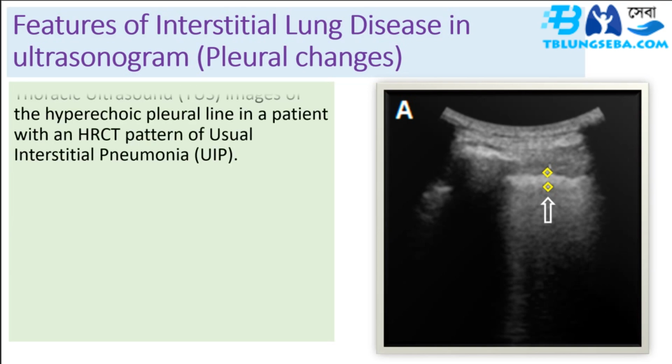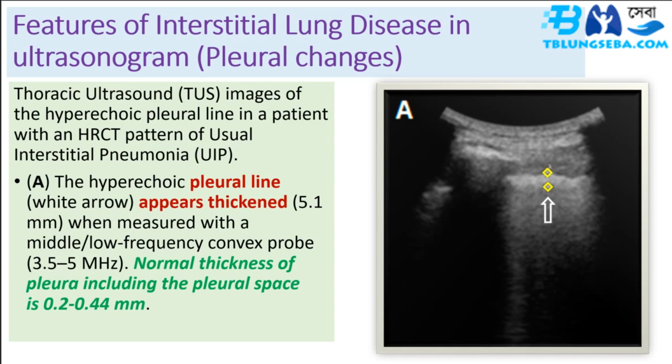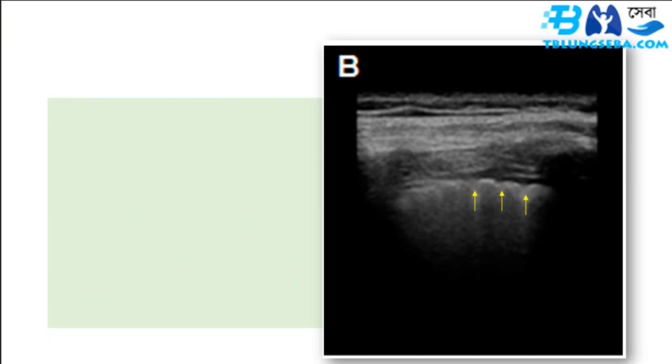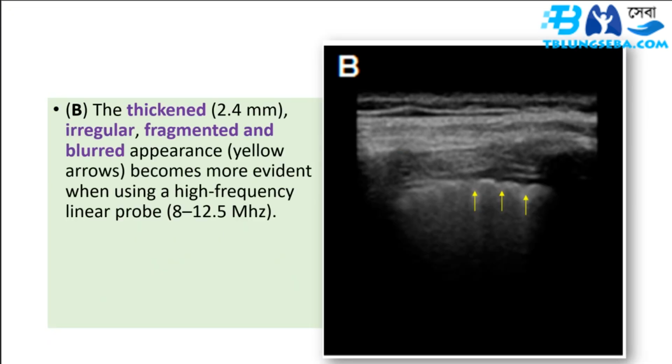Features of interstitial lung disease in ultrasonogram. Pleural changes. Thoracic ultrasound images of the hyperechoic pleural line in a patient with an HRCT pattern of usual interstitial pneumonia, UIP. The hyperechoic pleural line, white arrow, appears thickened, 5.1 mm, when measured with a middle-low frequency convex probe, 3.5 to 5 MHz. Normal thickness of pleura including the pleural space is 0.2 to 0.44 mm. B. The thickened pleura, 2.4 mm, shows an irregular, fragmented and blurred appearance, yellow arrows, which becomes more evident when using a high-frequency linear probe, 8 to 12.5 MHz.